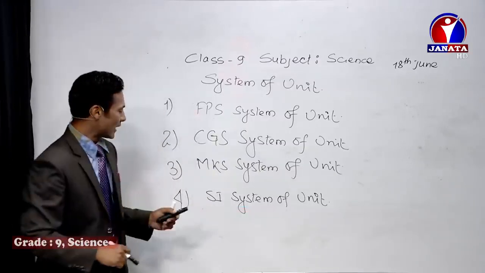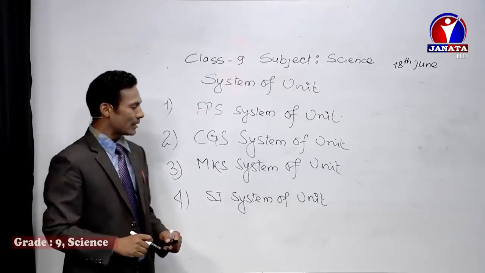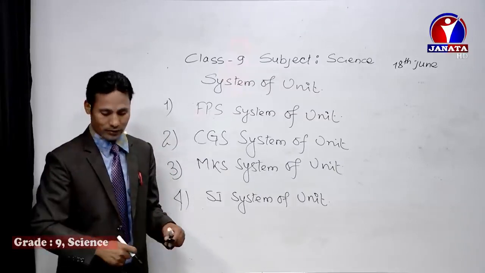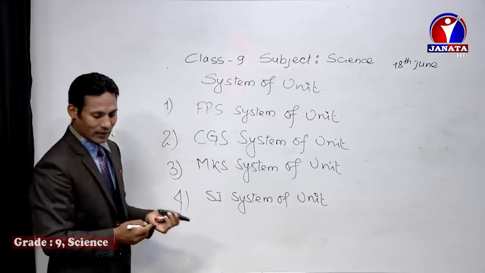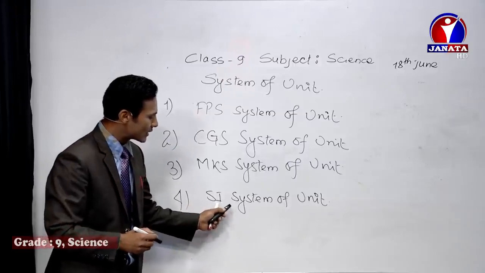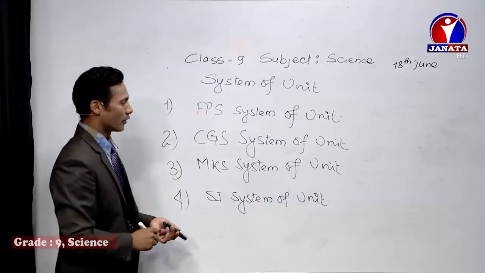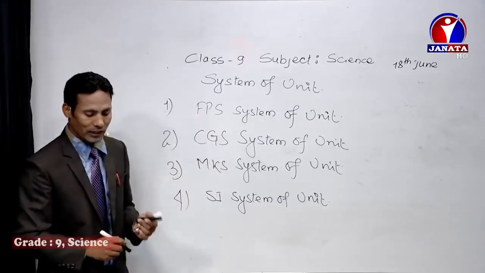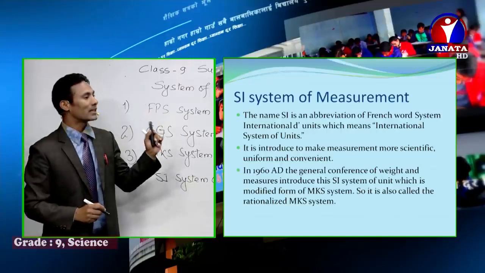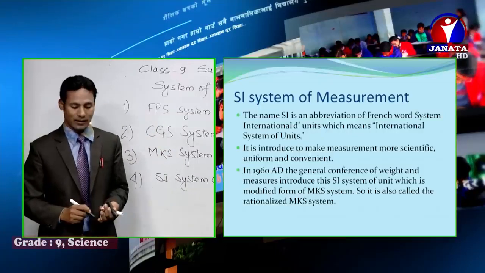Now, the last one is the SI system of unit. This SI system of unit is derived from the French language, right? And in the French language, this one is also called the Système International de Unités, right? Which means the international system of unit. I have mentioned in the slide also this one. So you can see on the right hand side there, this is the Système International de Unité, whose meaning is international system of unit.